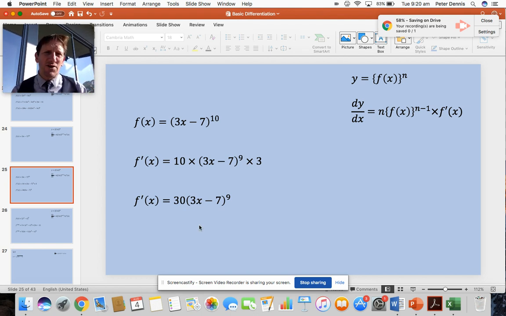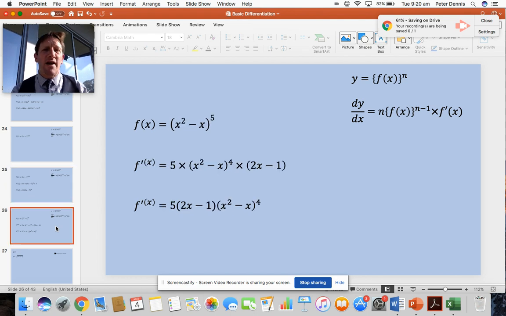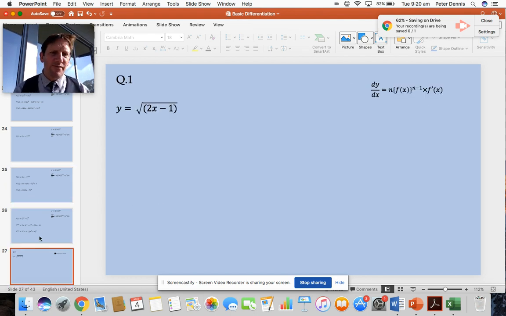So it looks as though this chain rule is probably the easiest, but the problem is when you get this chain rule and it's inside a product rule, or this chain rule and it's inside a quotient rule. So you've really got to know this one really well. Let's have a look at the next one.